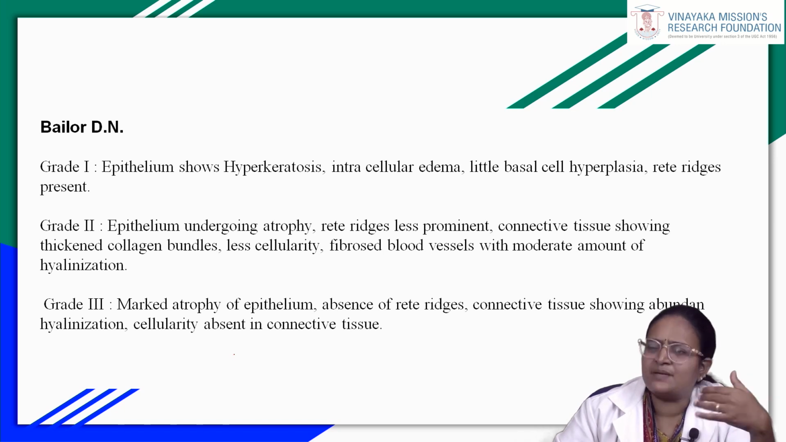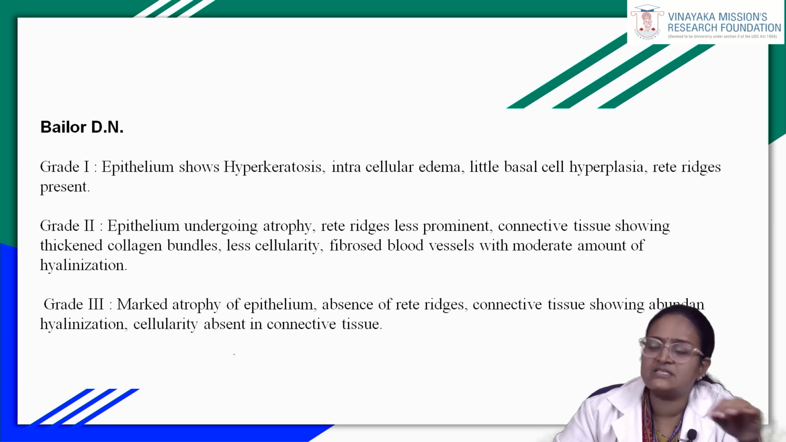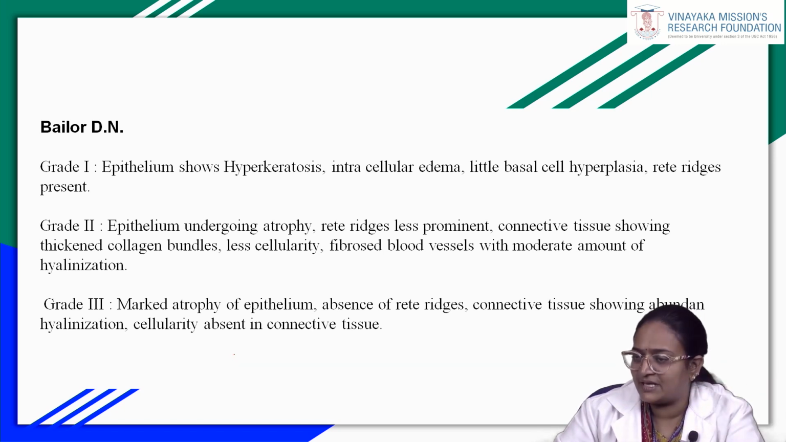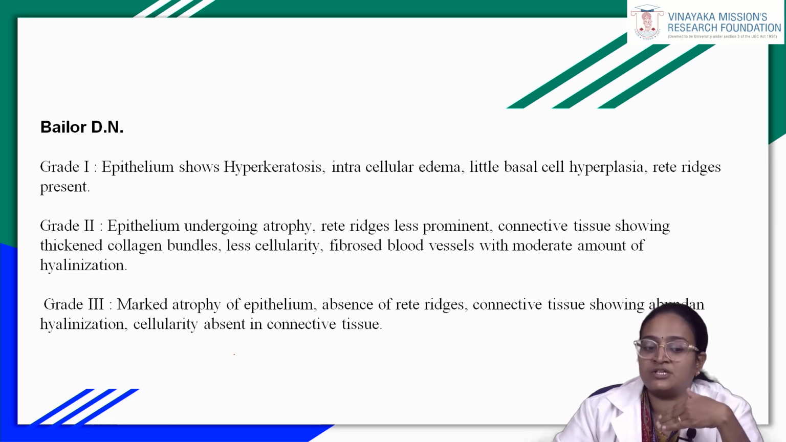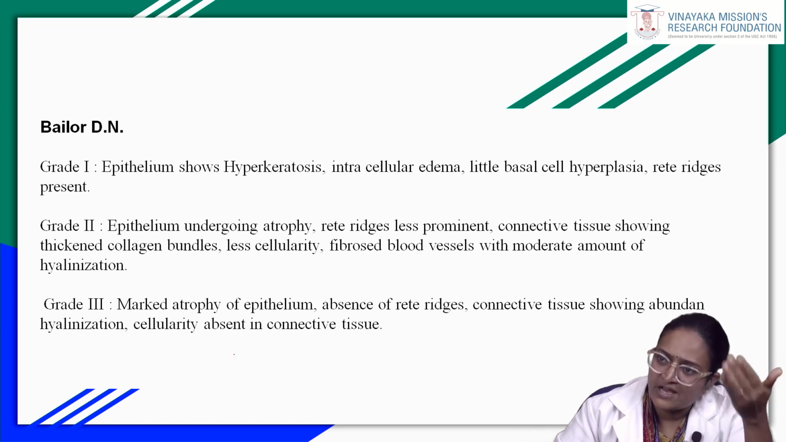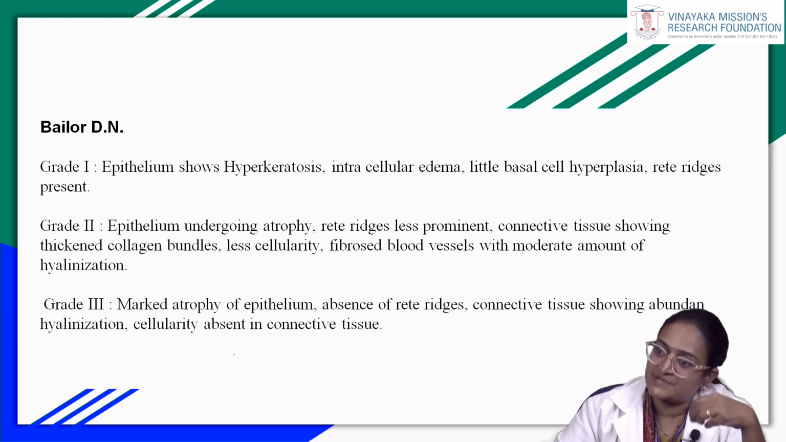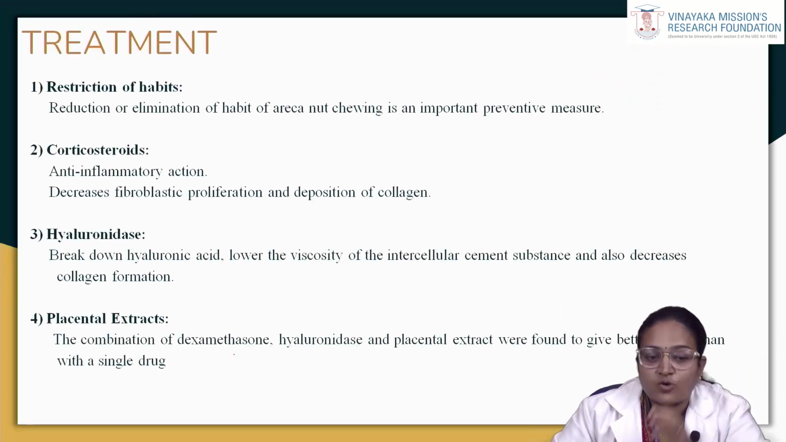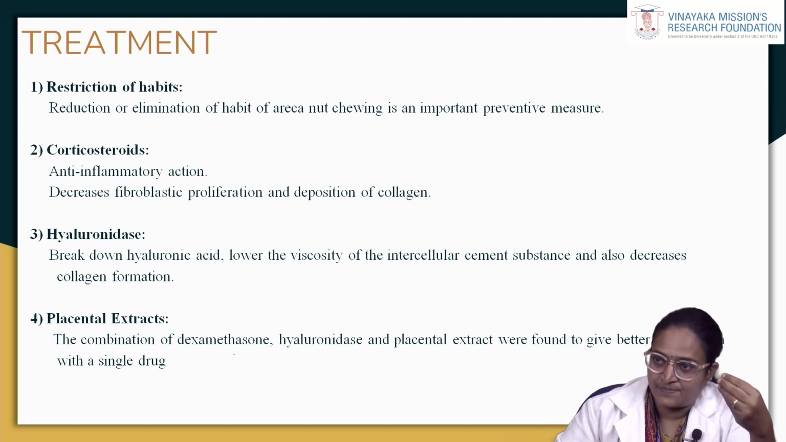And grade 3, marked atrophic epithelium. You cannot find the rete ridges. You can see very thin atrophic epithelium and absence of rete ridges, and connective tissue that shows abundant hyalinization, and you can see more fibrosis in the lamina propria, and cellularity is absent in the connective tissue. So coming to the treatment part, the treatment: restrict the habits.